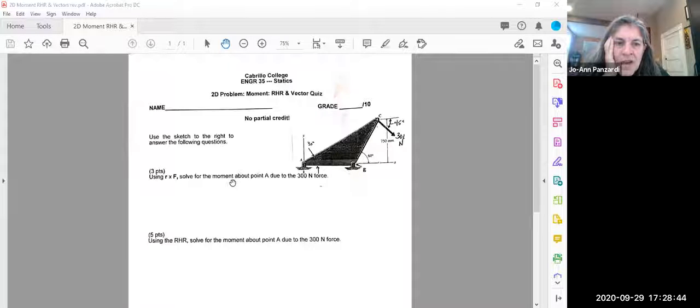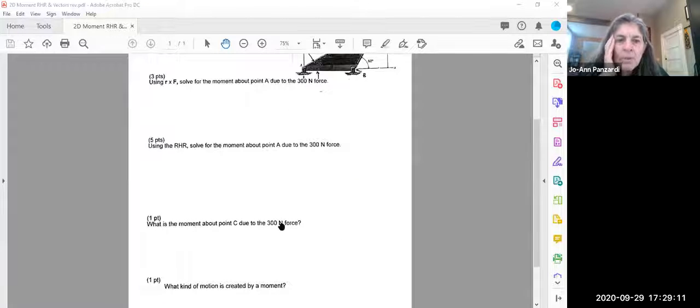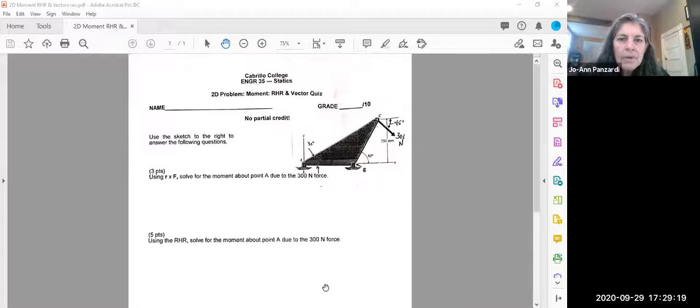So using R cross F, solve for the moment about point A due to the 300 newtons, and then using the right-hand rule, solve for the moment about point A due to the 300 newtons. You should get the same values. Then what is the moment about C due to the 300 newton force? And what kind of motion is created by a moment? Okay, so you could get started.